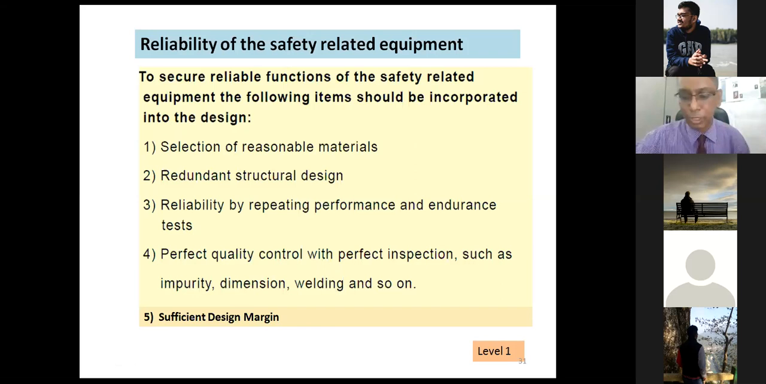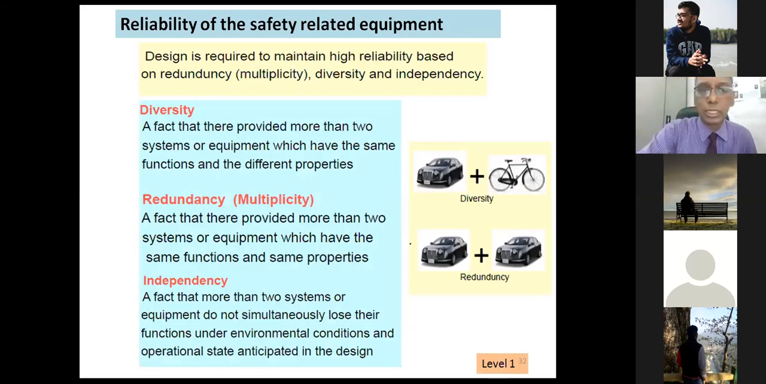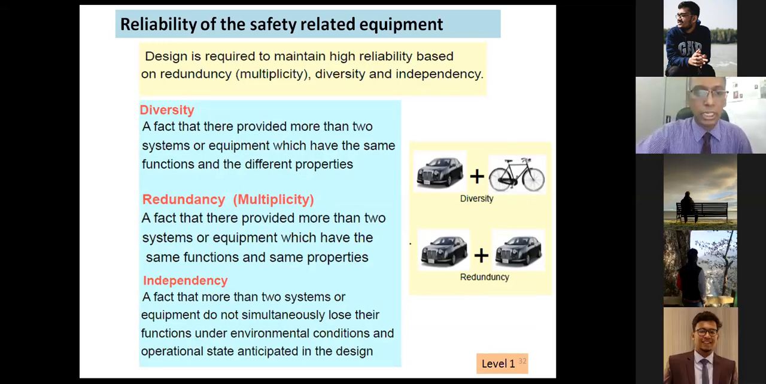So you have to keep that in mind. For reliability, there will be three important parts. One is diversity, mentioned earlier, redundancy also mentioned earlier, and the third point is independency. So this is new. Diversity means the same purpose can be fulfilled by two or more different components or systems. For example, you can go from one place to another nearby place by car or by bicycle. So this is the diversity of the component to fulfill the purpose.